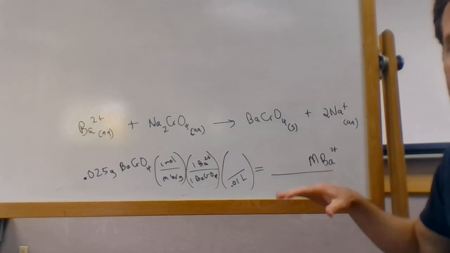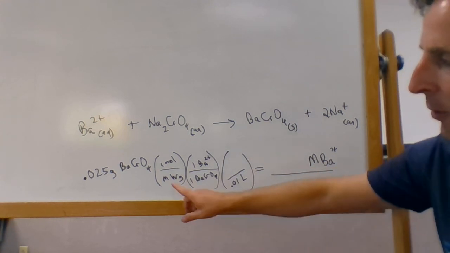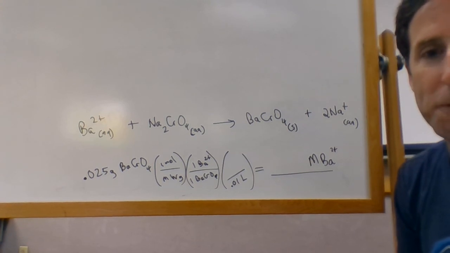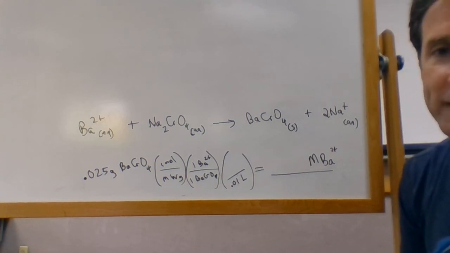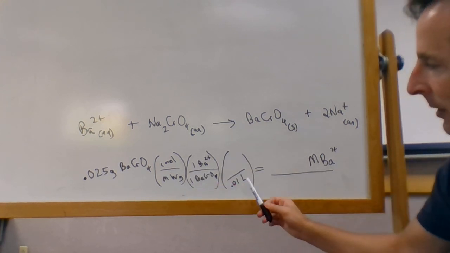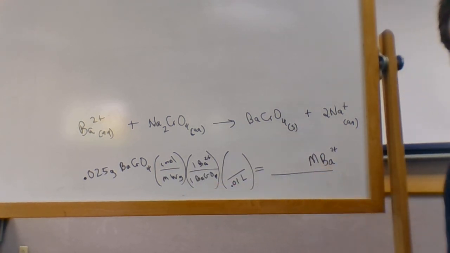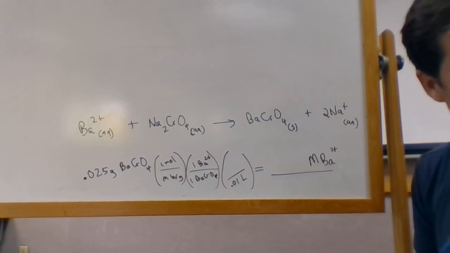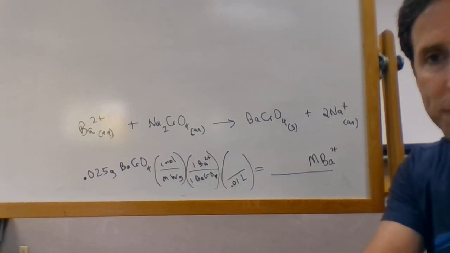Okay, so the only thing I'm lacking in this setup, I should know what the molecular weight of barium chromate is. It would have been nice if I had added that up before I made the video, but I didn't. So you get the molecular weight there, do the calculation, and then that answer will be your molarity of the ions. Okay, so I'm going to cut off, and we'll have one more video for chapter 4 after this.